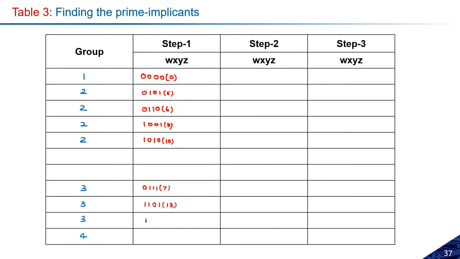The next one is 1110, which is equivalent to 14. And the fifth, the next group, was 1111. This was equivalent to 15. So these were the numbers.